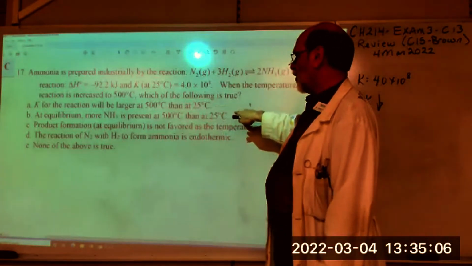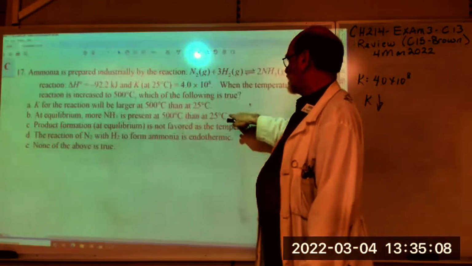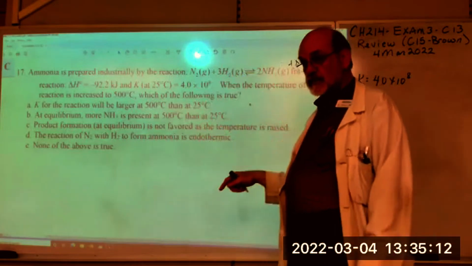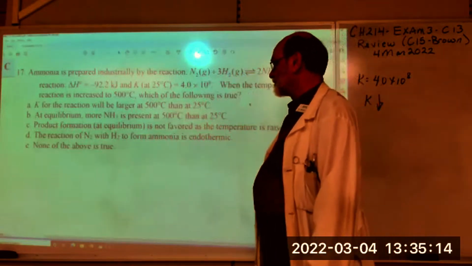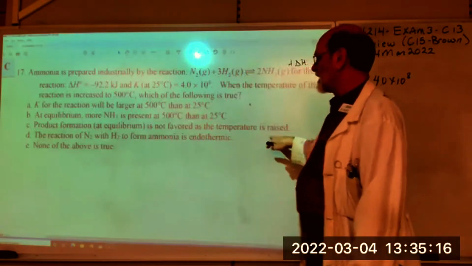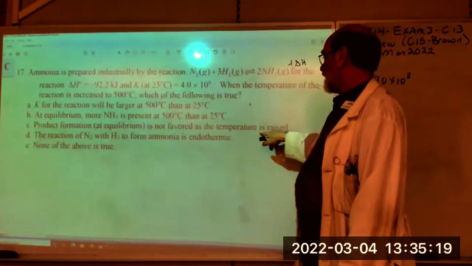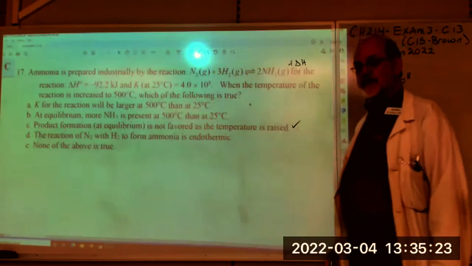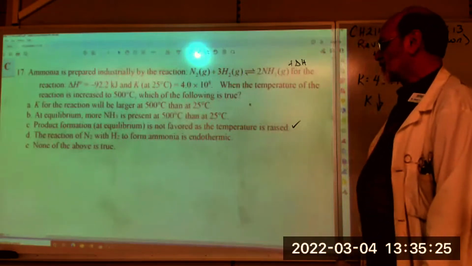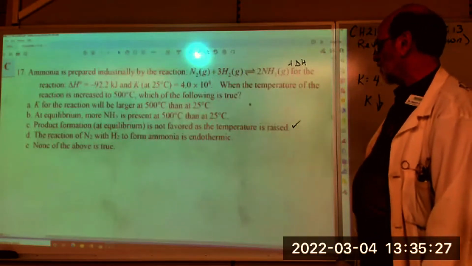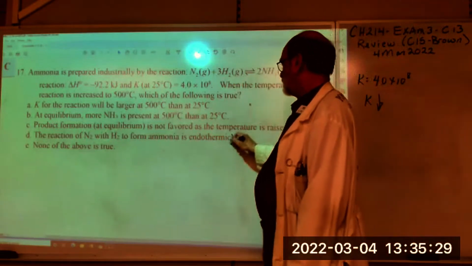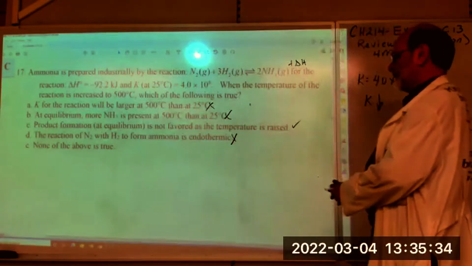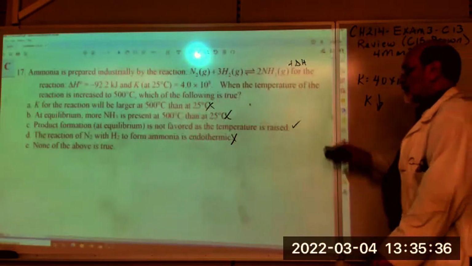At equilibrium, more ammonia is present at 500 than at 25. No, it goes this way. So you're consuming ammonia to get there. Product formation at equilibrium is not favored as the temperature is raised. That's true. Doesn't favor the product. Reaction of N2 and H2 to form ammonia is endothermic. Nope. Exothermic. Okay? That was Fritz Haber's problem.